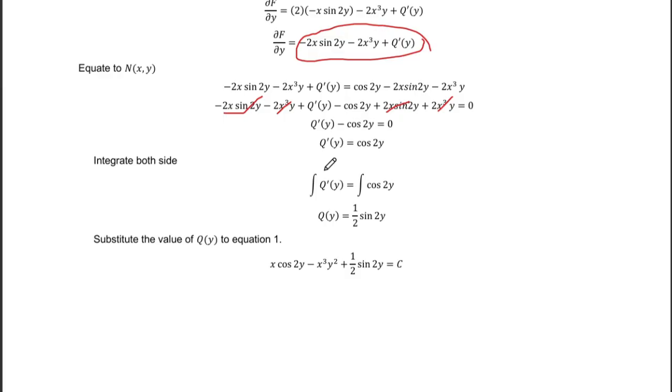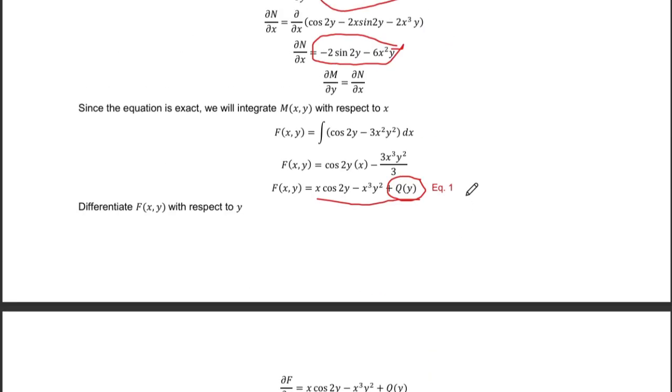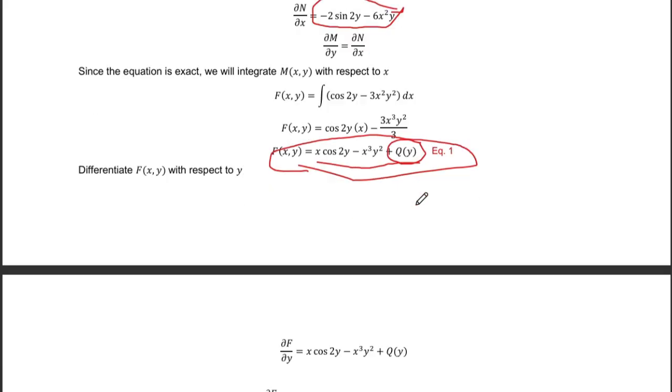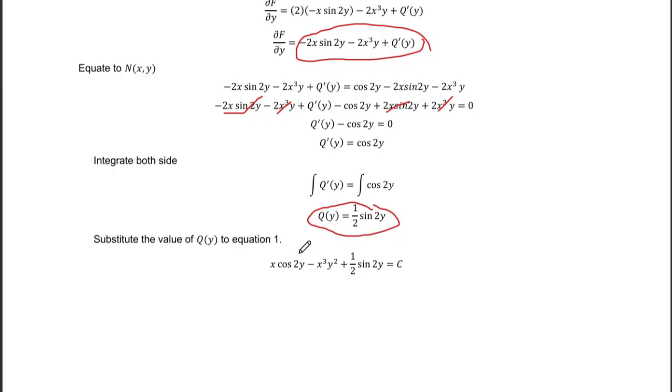Next is to integrate both sides to find q of y. So we obtain q of y is equal to 1/2 sine 2y. Next is to substitute the value of q of y into equation 1. So we have x cosine 2y minus x cubed y squared plus 1/2 sine 2y is equal to c. So that is our general solution.